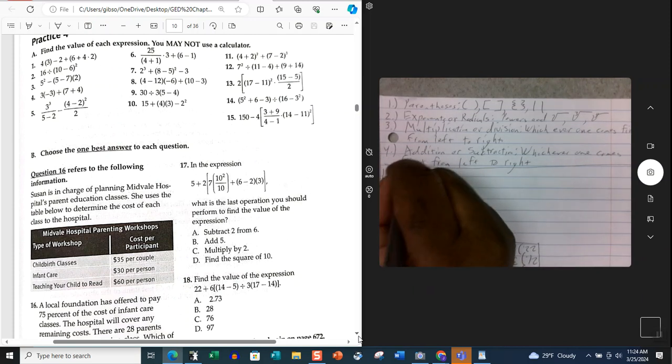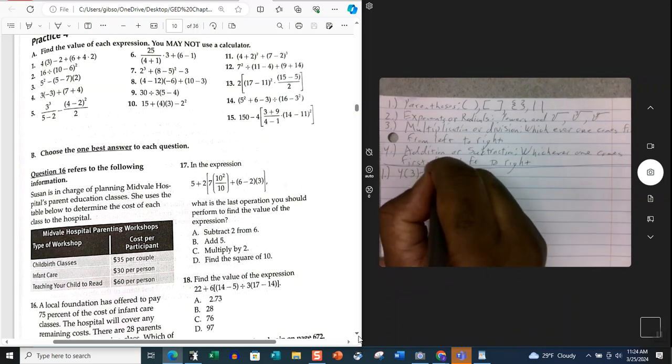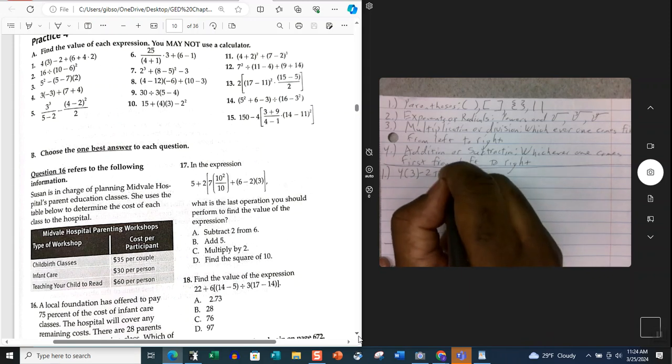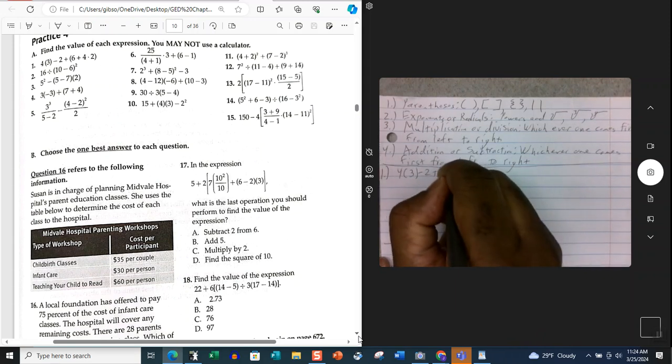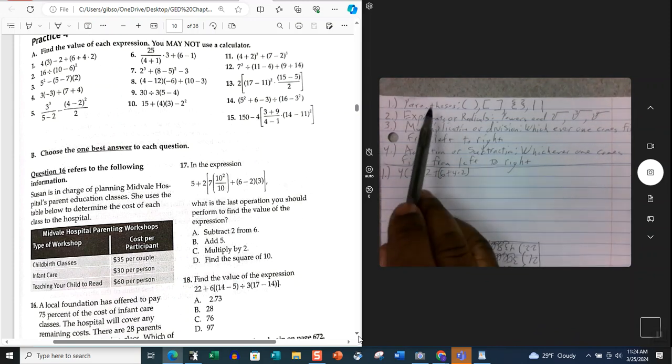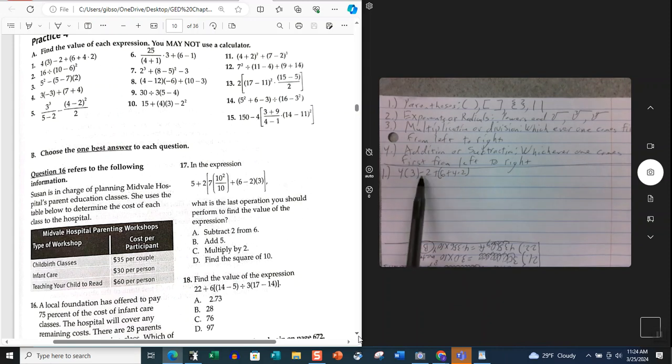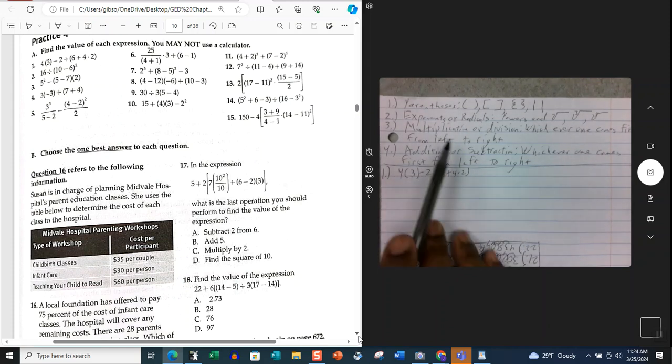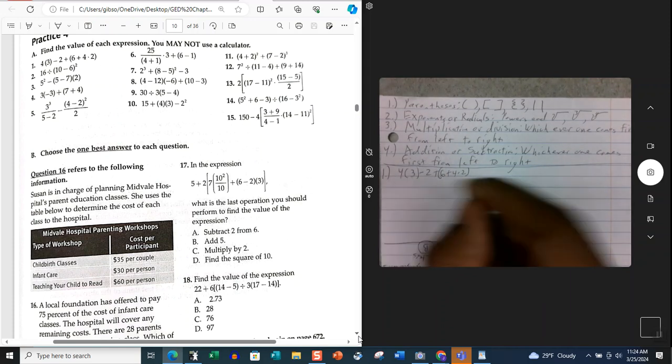Problem number 1, we have 4 times the parentheses 3, minus 2, plus the parentheses 6 plus 4 times 2. Now remember our order of operations. We do parentheses first. Now when we look here, this 3 is in parentheses. Can we do anything with that 3? We cannot. There's nothing else in that parenthesis. So then we go inside this parenthesis. Now inside this parenthesis we have addition and multiplication. When we look at our order of operations, multiplication comes before addition.